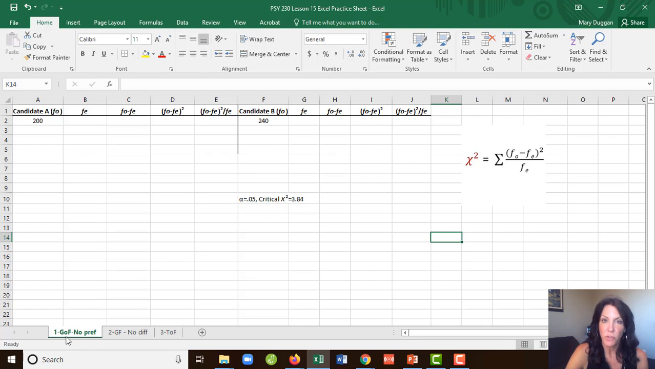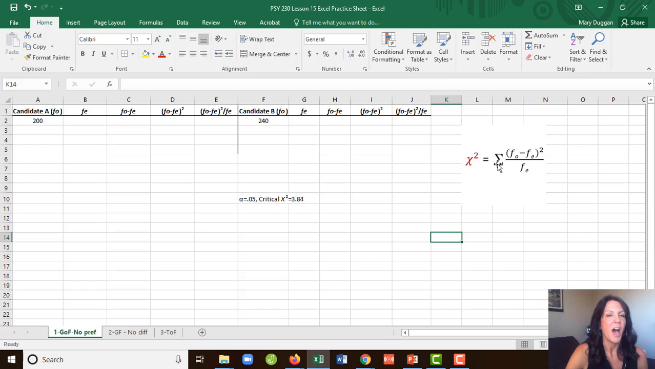The first tab is for this first problem, which is the goodness of fit when we have a no preference hypothesis. We have candidate A that has 200 votes, candidate B has 240 votes. What we want to know is, is there a statistically significant difference? In other words, in the population, does this represent a real preference for candidate B? Or is it just random error between these 2 different samples and it really doesn't mean anything? We can figure that out by doing a chi-square test.